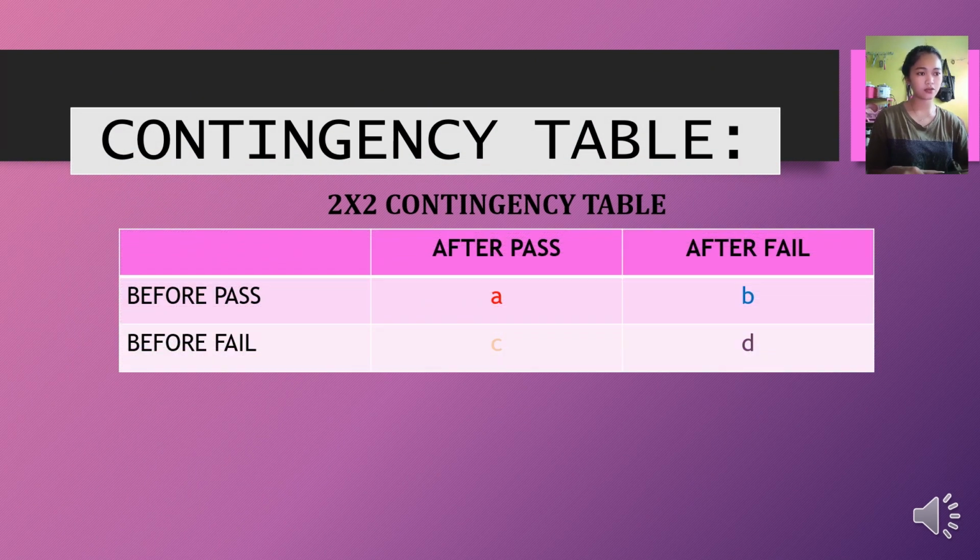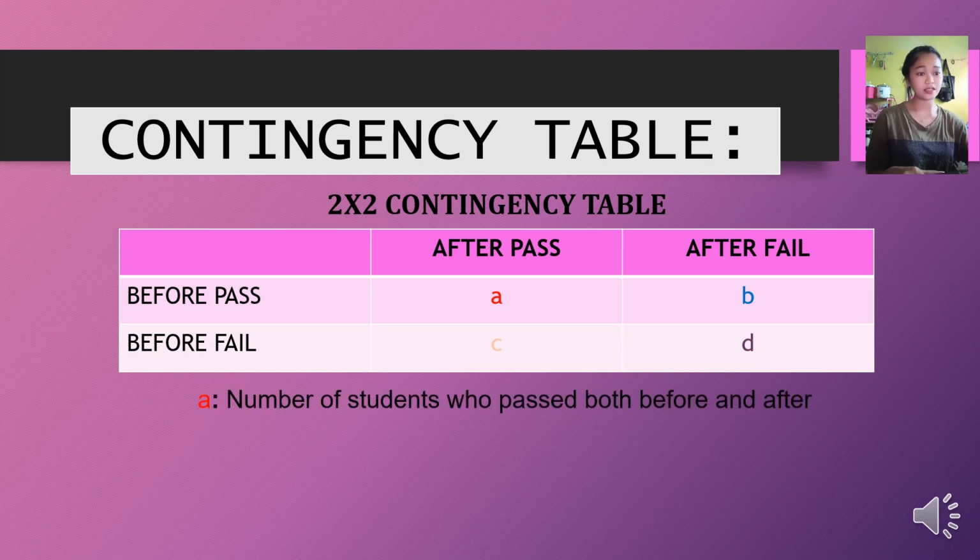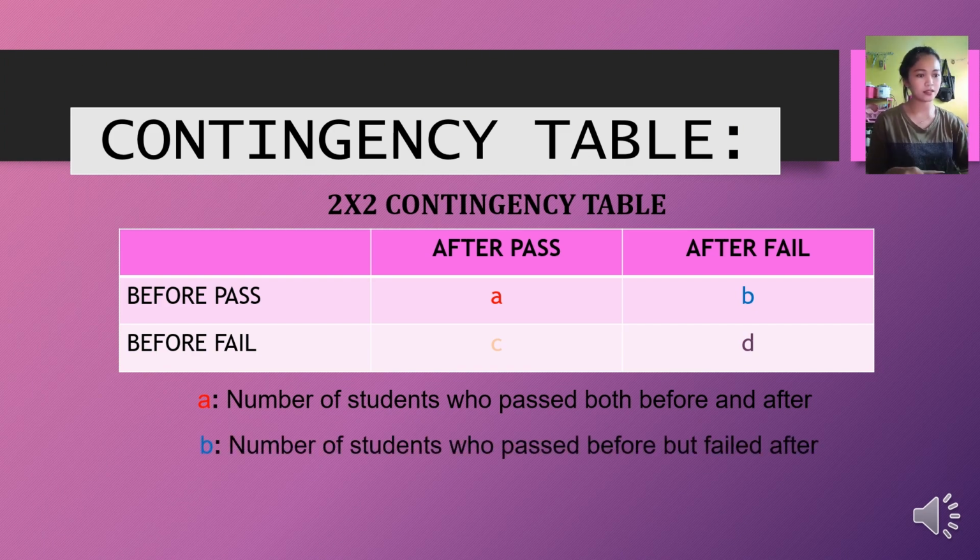So this is the 2x2 contingency table. In our table, as we can see, we have before pass, before fail, after pass, and after fail. Letter A is the number of students who passed both before and after. As we can see, letter A is found at before pass and after pass, aligned with before and after pass.